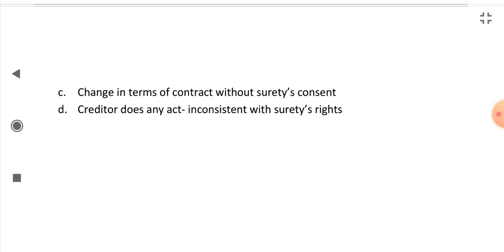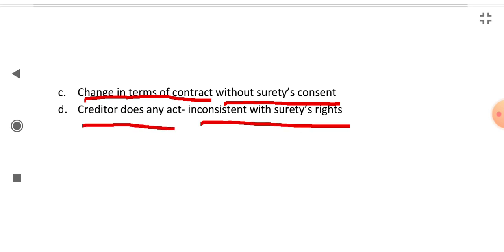Or there is a change in terms of the contract without surety's consent. It means that the creditor and the debtor change the terms of the contract without taking the consent of surety. Then the surety will not have any liability. Or the creditor does any act inconsistent with surety's rights. If the creditor does anything which is in contradiction to the surety's right, then also the surety will get discharged.